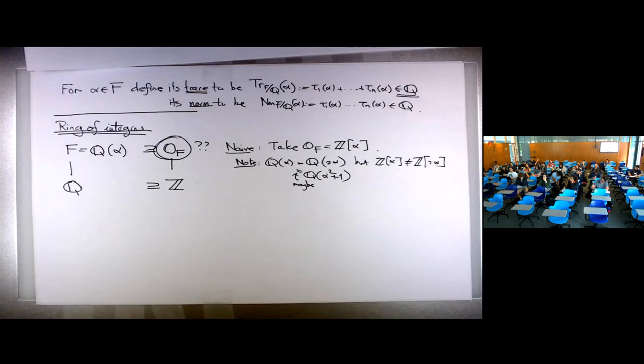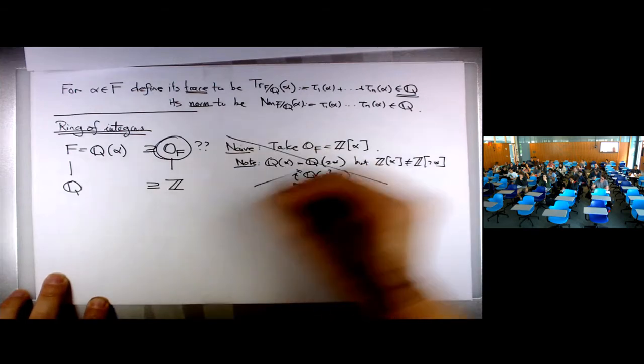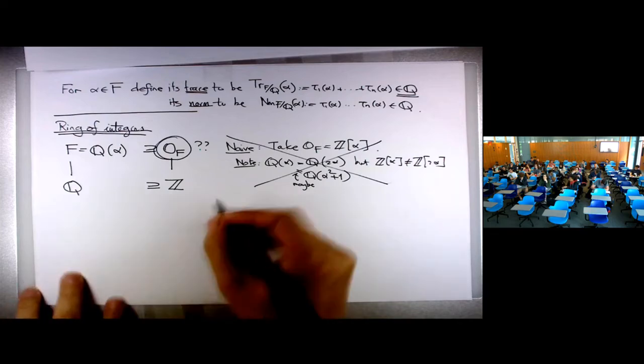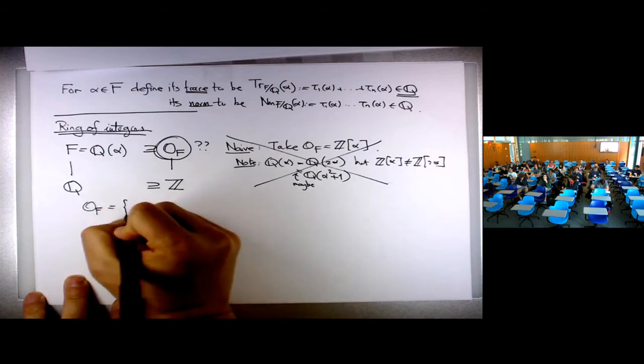But then it's hard to tell whether alpha is better or alpha squared plus 1 is better somehow. So this is not a good way. That's what I said, there's no good way of choice of alpha. But instead, we're going to do the following. We're going to define it in some sort of abstract way.